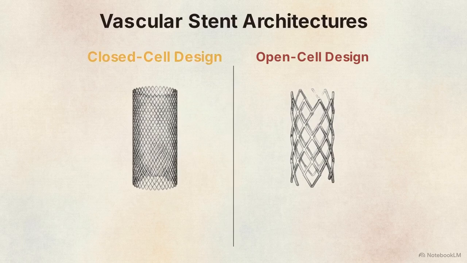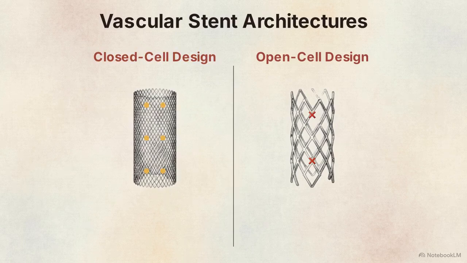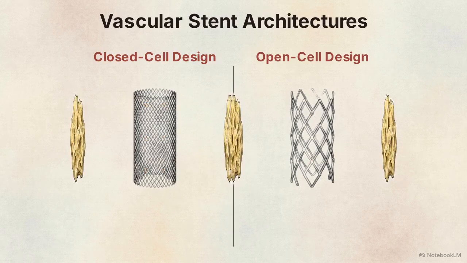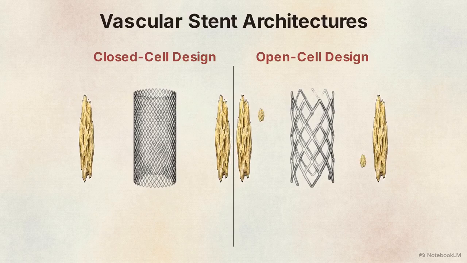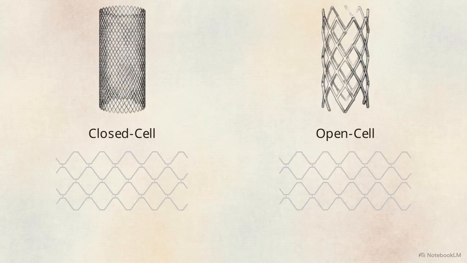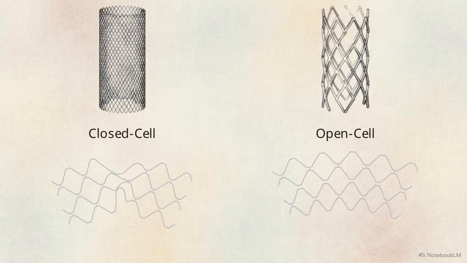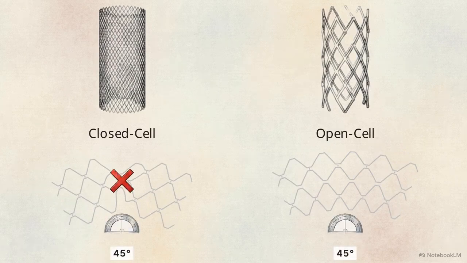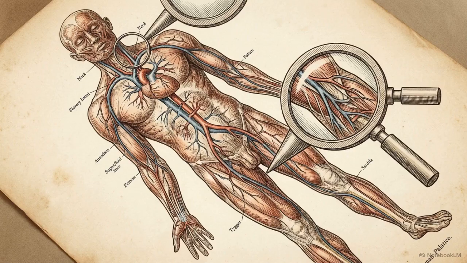On the left is a closed-cell stent. Because every segment of the metal mesh is connected, it provides maximum surface coverage against the plaque and exerts high outward radial force. On the right is an open-cell stent. Deliberately removing some of the connections reduces the overall radial force, but as the vessel bends at a 45-degree angle, the closed-cell stent buckles, while the open-cell metal smoothly contours to the curve. Anatomy dictates which structure is used.